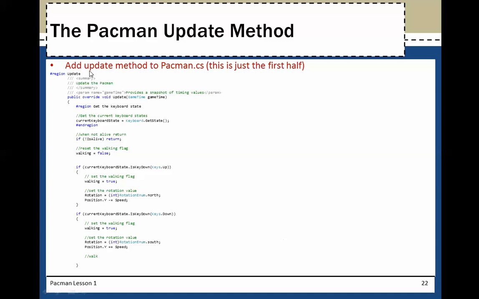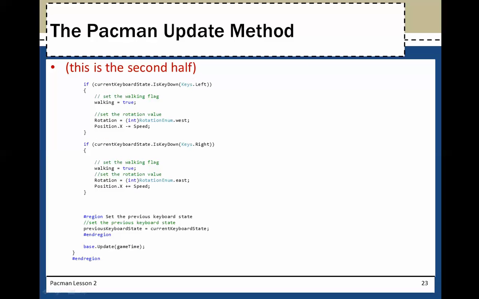Okay, add update method to Pac-Man CS. This is just the first half. Alright, so Pac-Man now needs some more coding so that every time the act method hits or the game loop runs, whatever you want to call it, some code is going to happen. So you're going to add this code to it. So here's the first half. Here's the second half.